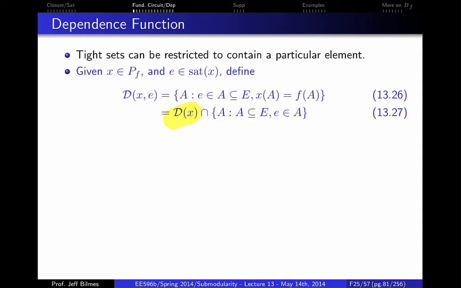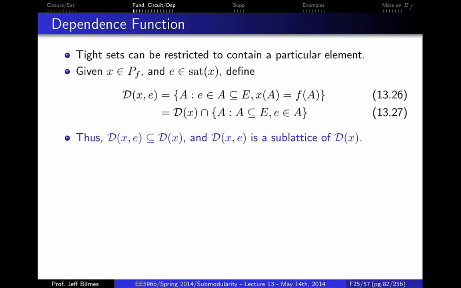Now, D_X of E is the set of tight sets that contain E. Now that's going to be a lattice too, right? Because obviously if you're in D of X, E, that means that you contain E. And if you have two sets that are in D of X, E, they both contain E. So the union of those two sets is going to contain E, and the intersection of those two sets is going to contain E. Therefore D of X, E is also a lattice. It's a sublattice. So if you think of this as a lattice, the sublattice is sometimes drawn as a little diamond inside of a big diamond.